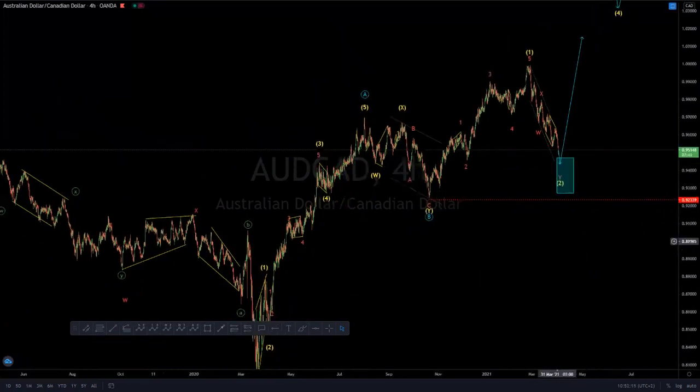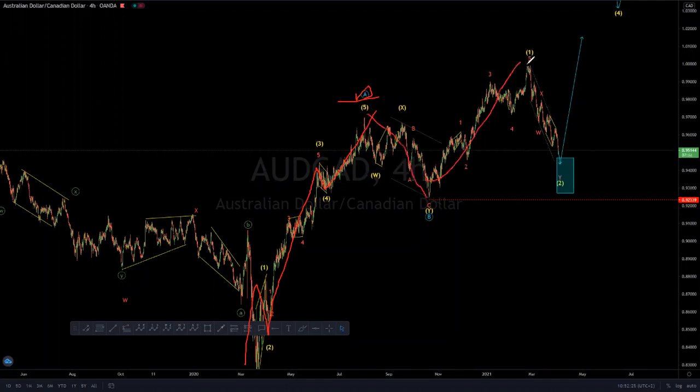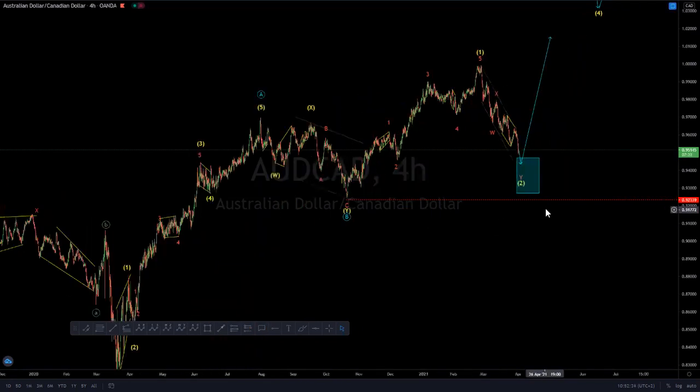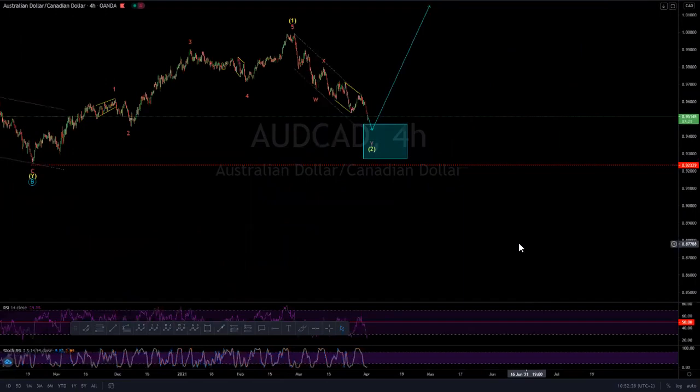Let me just show you. This is an impulsive 1, 2, 3, 4, 5 A here. And now what am I looking for? We are looking for a wave C. So this looks like 5 waves up for a wave 1 here. So now we are looking at this as a wave 2. We still have 3, 4, and a wave 5. So that's why we're still looking for that move to the upside.